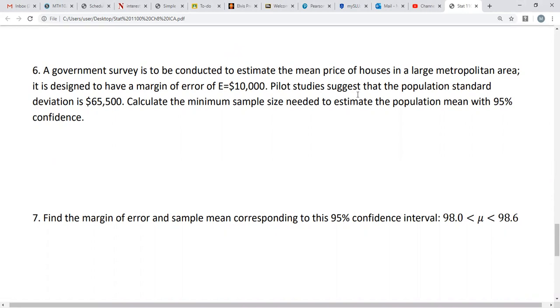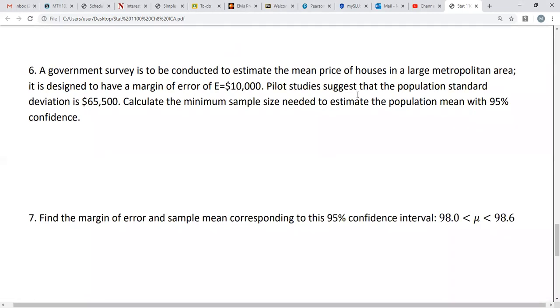Number 6 says a government survey is to be conducted to estimate the mean price of houses in a large metropolitan area. It is designed to have a margin of error of $10,000. A pilot study suggests that the population standard deviation is $65,500. Calculate the minimum sample size needed to estimate the population mean with 95% confidence. So here we're looking for our minimum sample size needed.